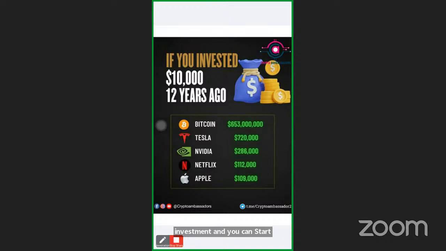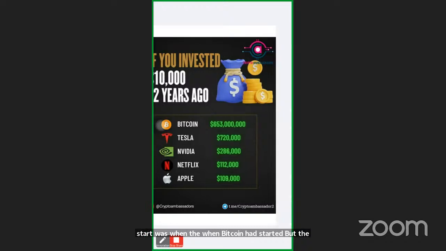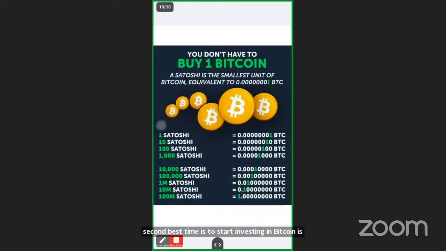The best time to start was when Bitcoin had started, but the second best time to start investing in Bitcoin is today. Even if you have little capital, you don't have to worry, because you don't have to buy one full Bitcoin, because one Bitcoin can be divided into 100 million small pieces.